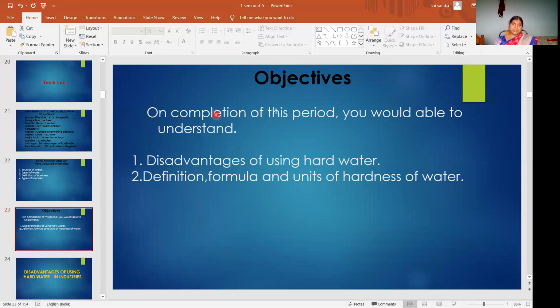So objectives. On completion of this period, you would be able to understand these topics we are discussing today: disadvantages of using hard water, then definition, formula, and units of hardness of water. What is the first topic? Disadvantages of using hard water.